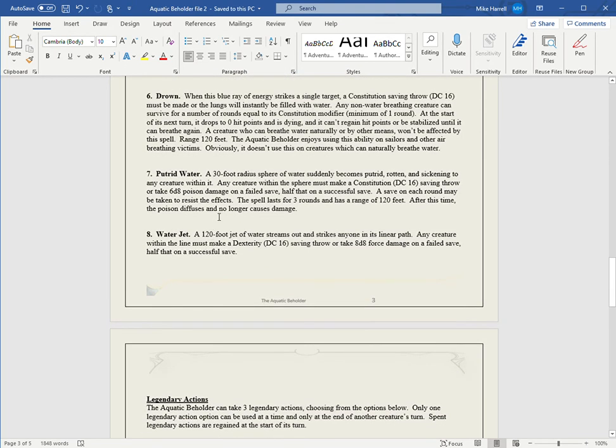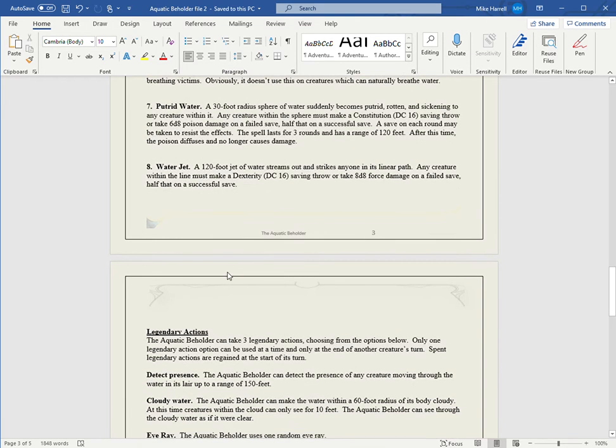7. Putrid Water. A 30-foot radius sphere of water suddenly becomes putrid, rotten, and sickening to any creature within it. Any creature within the sphere must make a con saving throw or take 68 poison damage on a failed save, half on a successful one. A save on each round may be taken to resist the effects. The spell lasts for 3 rounds, has a range of 120 feet. After that time, the poison diffuses and no longer causes damage.